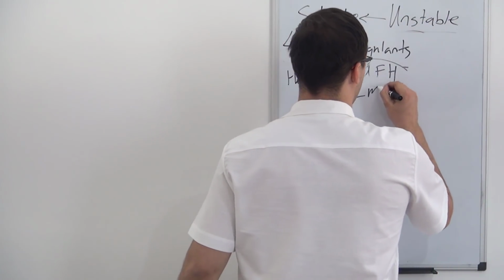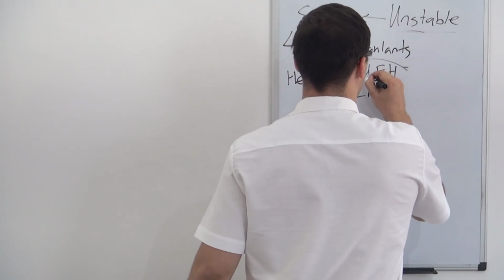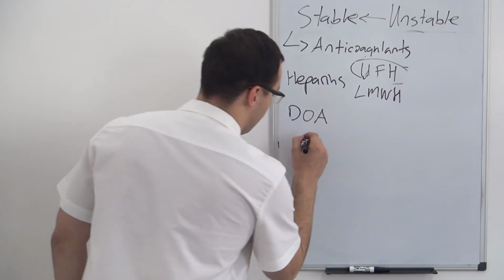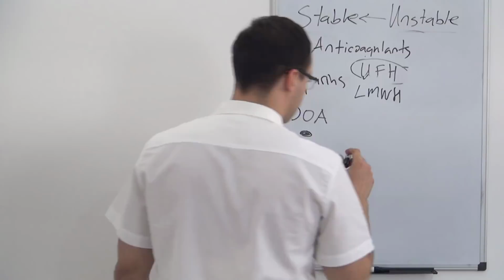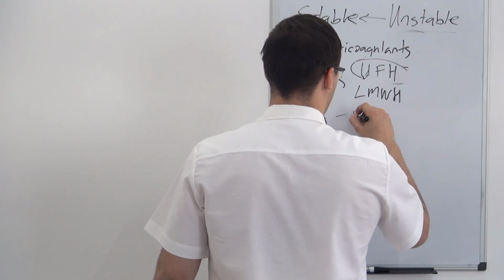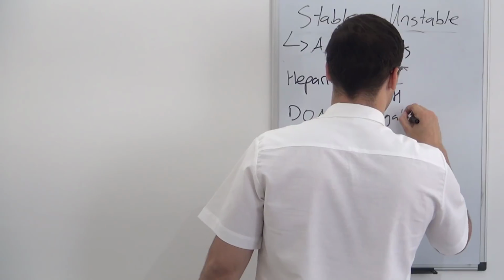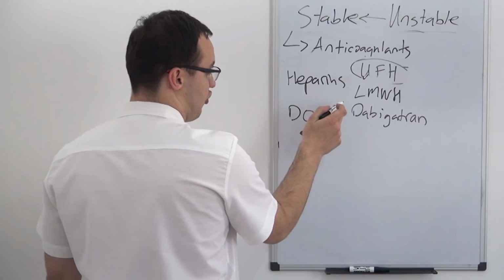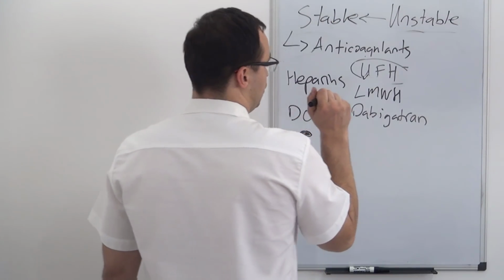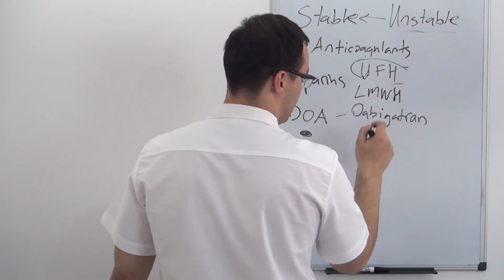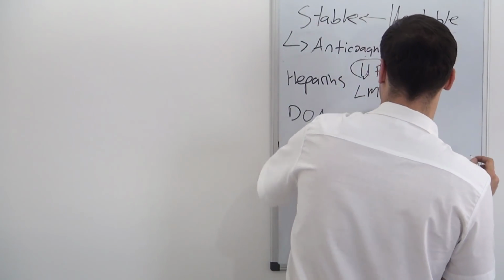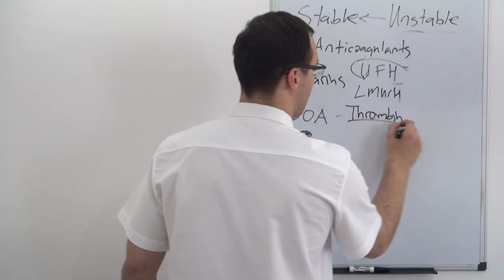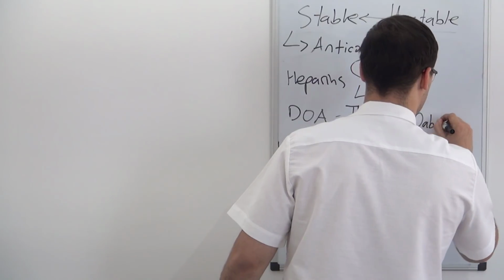So we had low molecular weight heparin and unfractionated heparin. Then we have the direct oral anticoagulants. These are medications that can be taken as a pill. Here, what do we have? We have dabigatran, for example. Dabigatran. These are thrombin inhibitors. So I write thrombin inhibitors. Thrombin inhibitors, that's dabigatran.